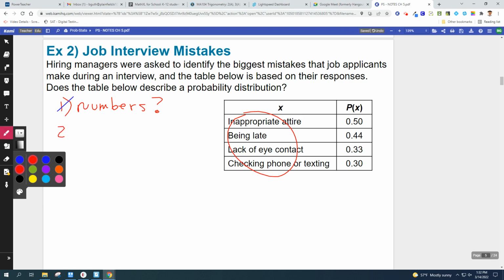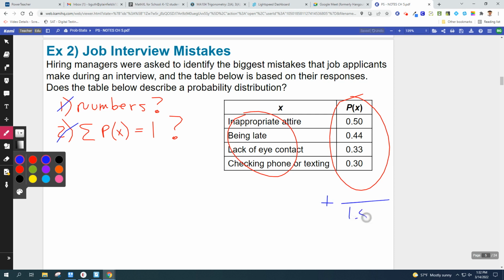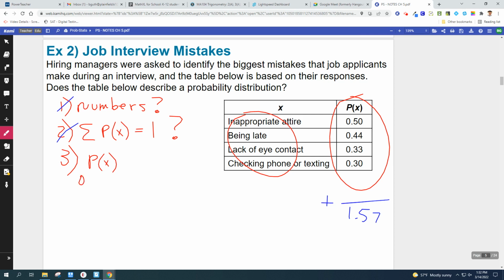And then 2, you had to have the sum of the probabilities equal to 1. So is that true? If we add up all these probabilities, are we going to get 1? I don't think that's going to work either. You can add up those 4 values, and I can't remember what you're going to get. 1.57 maybe? Yeah, they add up to 1.57. That's supposed to equal 1. It does not.